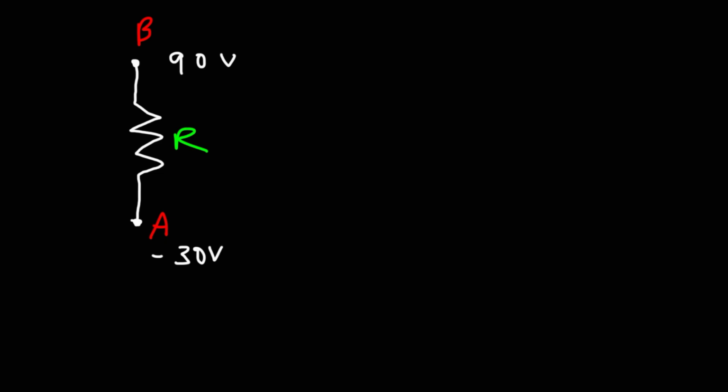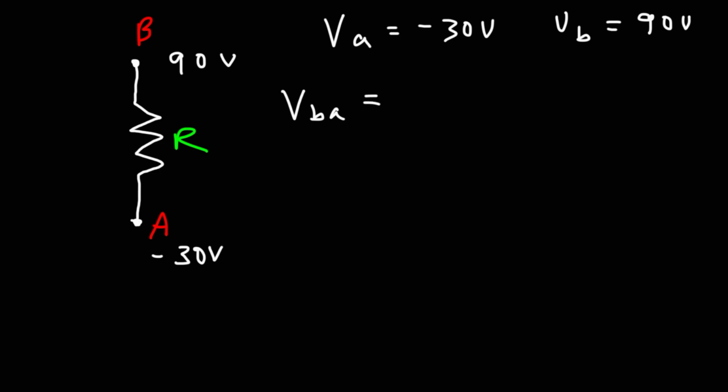So let's use another example to help you see the difference between voltage and electric potential. So let's call this B and let's call this A. So let's say for B, this is at 90 volts, and A, it's at negative 30 volts. The electric potential at A is negative 30 volts. The electric potential at B is 90 volts. So what is the voltage across the resistor? Go ahead and calculate VBA and VAB.